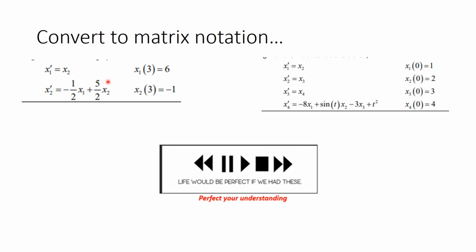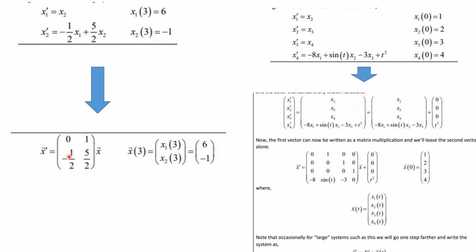Let's do two more. You want to convert both of these. This is a problem we did before, a first order system, and this is another first order system. We did both of these before, and so I'd like you to convert these to matrix notation. You know what to do. Let's see how you did. This one is going to be the column vector x prime. It's going to be equal to 0, 1, minus 1/2, 5 halves times x, and this is what the column vector of the initial values will be.